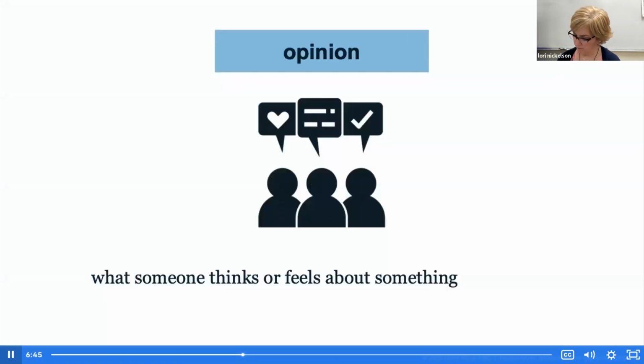Now, let's take a moment to make sure we understand the word opinion. Opinion is what someone thinks or feels about something. I'll say it one more time. Opinion is what someone thinks or feels about something. Now, people express their opinions by using opinion statements, such as, I think funny books are the best books to read. But there's one thing I want you to remember. An opinion statement does not state a fact. It tells what someone thinks or feels about something.